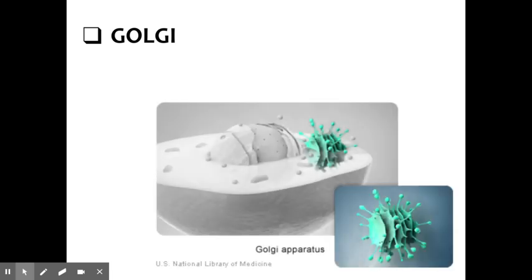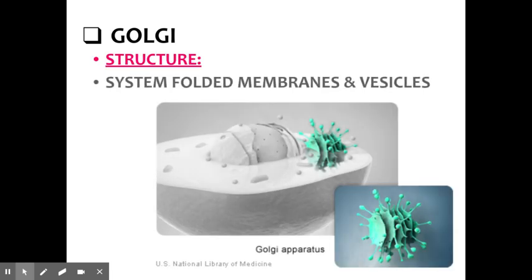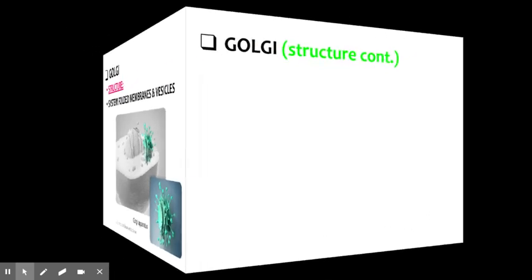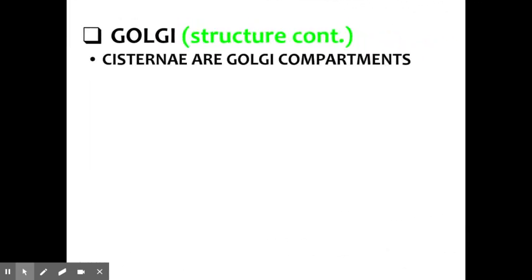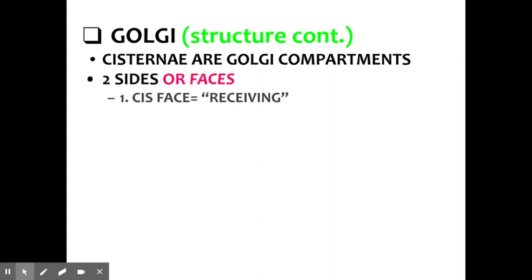The Golgi is also a system of folded membranes and vesicles. The cisternae are the Golgi compartments, and the cisternae has two sides or faces. The cis face is the receiving side, so this will be the side facing the endoplasmic reticulum, because it's going to receive a little vesicle, kind of like a rough draft protein, and then put the finishing touches on it. The trans face is the shipping side, so that side faces the cell membrane because that's the last stop before a protein or other cellular material is exported out of a cell.